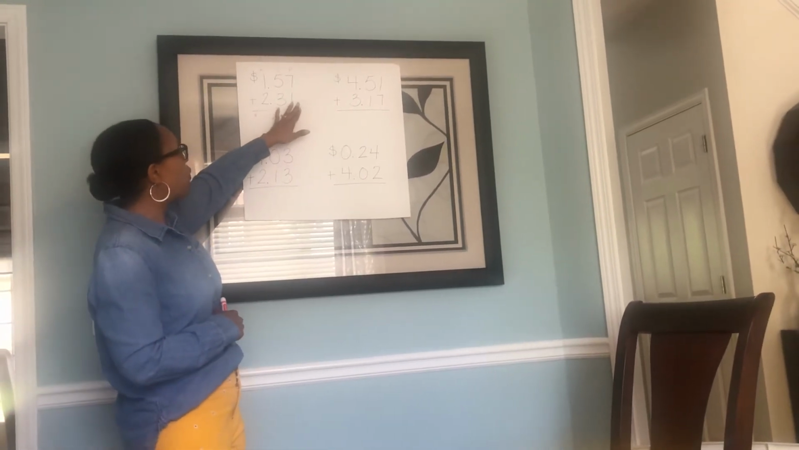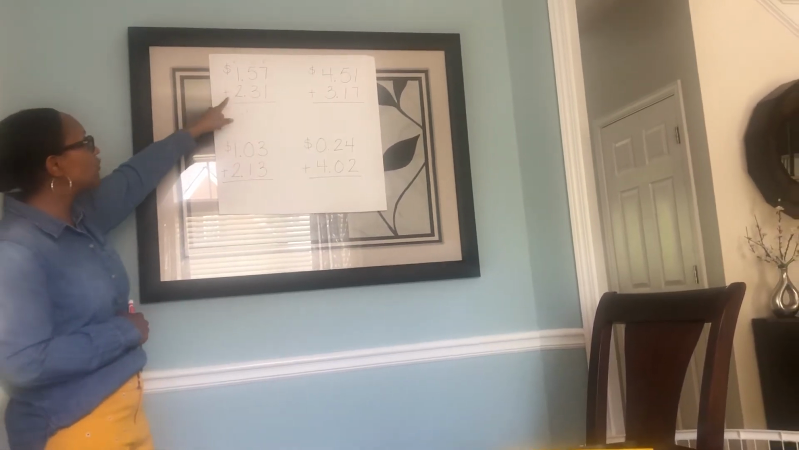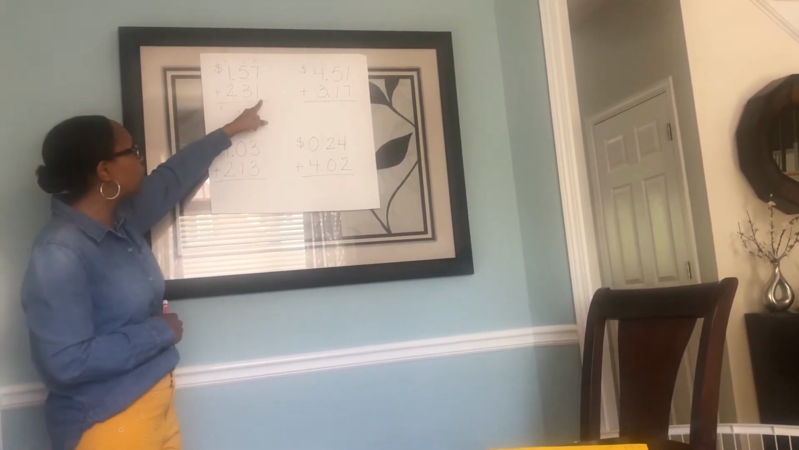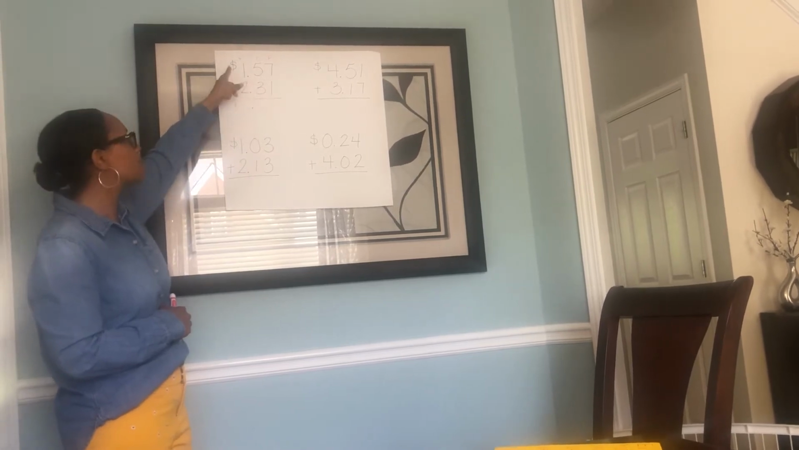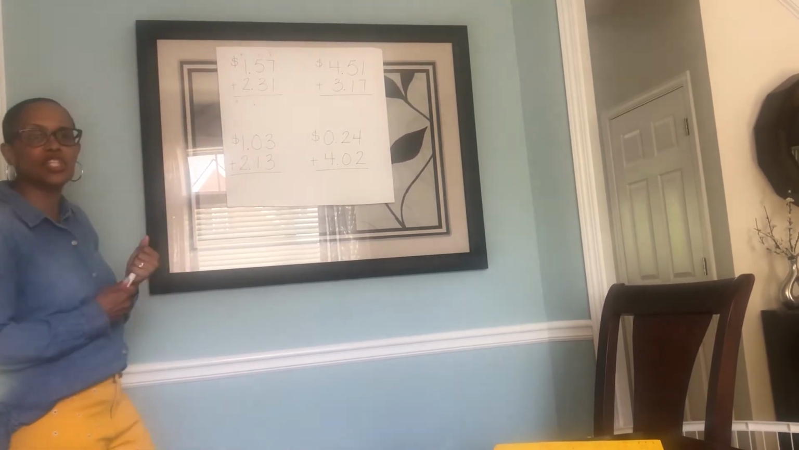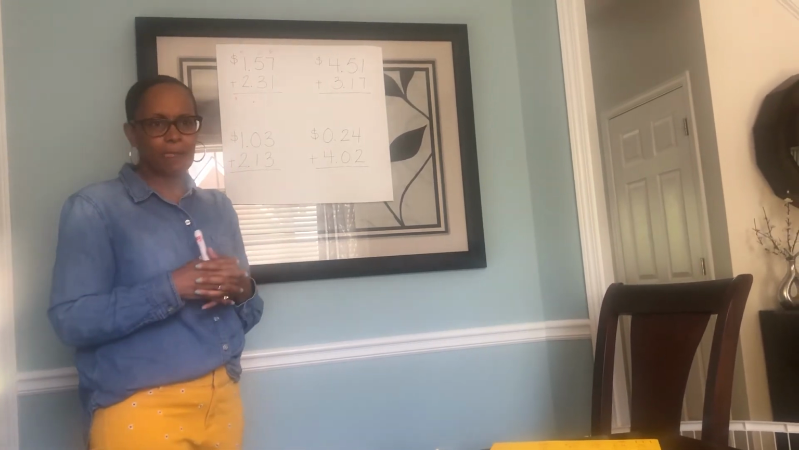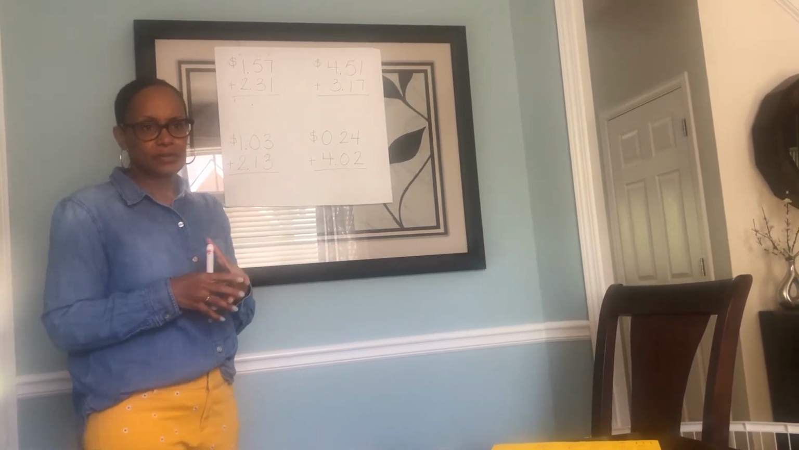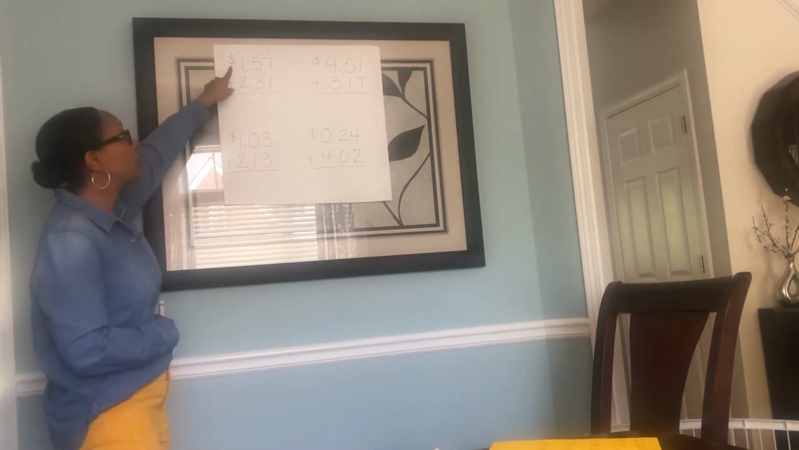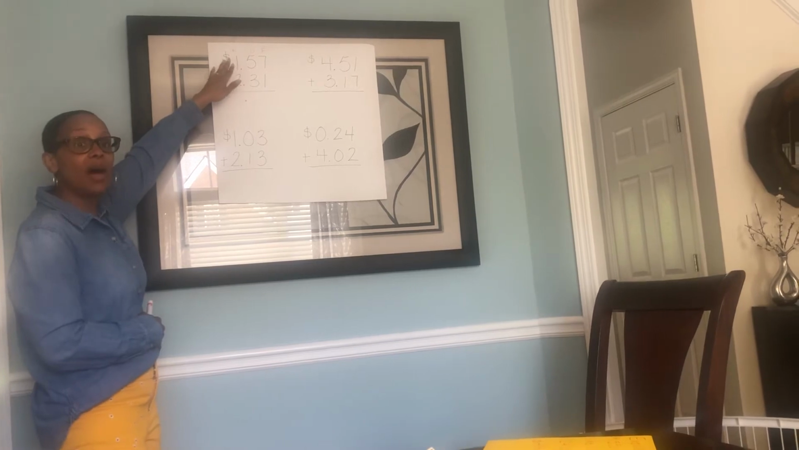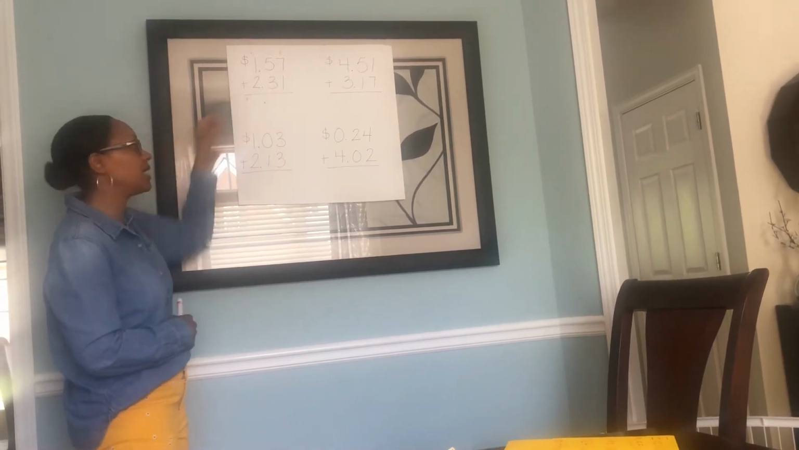Now, we have $1.57 and we have $2.31. But why don't you think we have a dollar sign in front of the $2.31? Do you have an idea, Aubrey? Because you have a dollar sign on $1.57. Yes, you only have to put the dollar sign at the top of the first addend. So you don't need to put a dollar sign here.